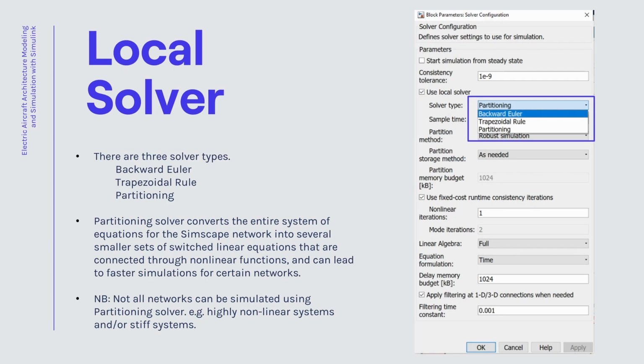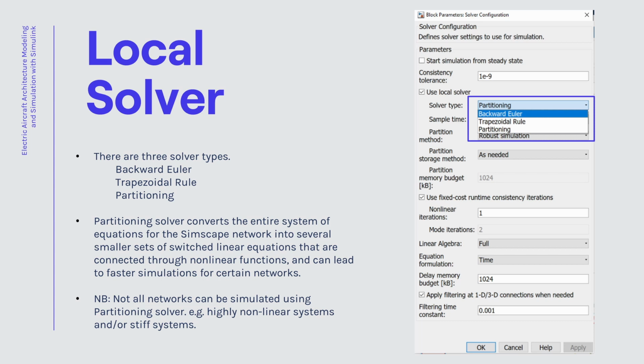But first, let us talk about the solver types. There are three different solver types defined: backward Euler, trapezoidal rule, and partitioning. I would highlight the partitioning solver. The partitioning solver converts the entire system of equations for the Simscape network into several smaller sets of switch linear equations that are connected through nonlinear functions and can lead to faster simulation of certain networks. On the other hand, it is important to note that not all networks can be simulated using the partitioning solver. For example, highly nonlinear systems or stiff systems are not appropriate for using the partitioning solver.